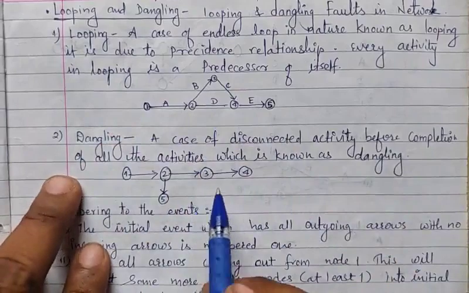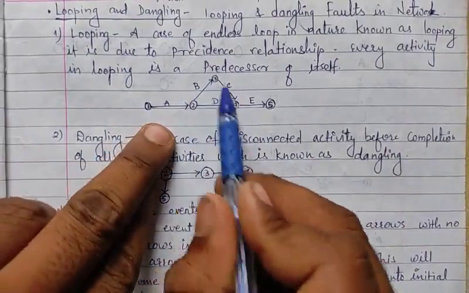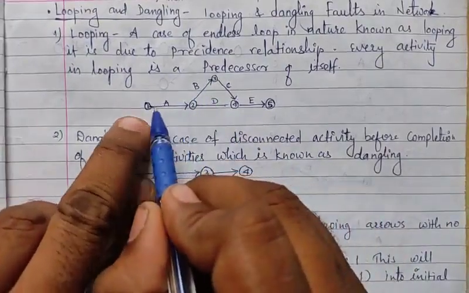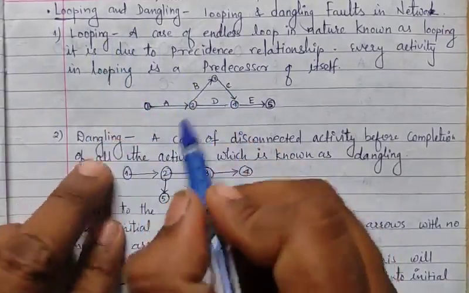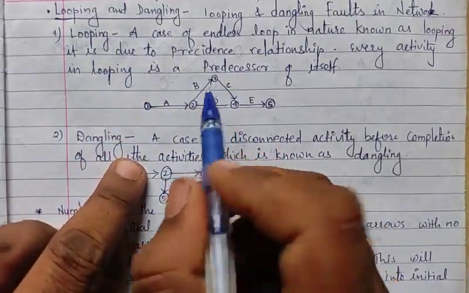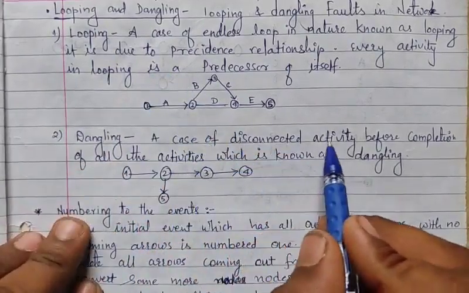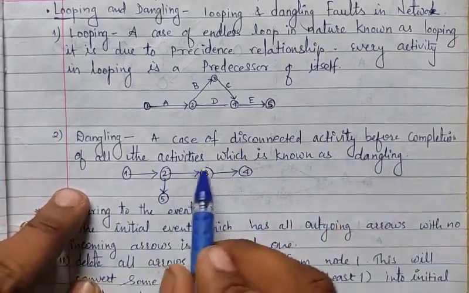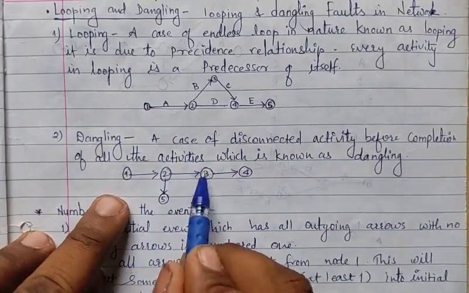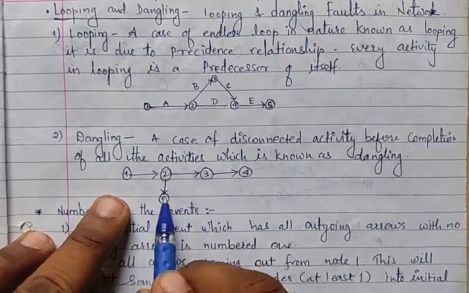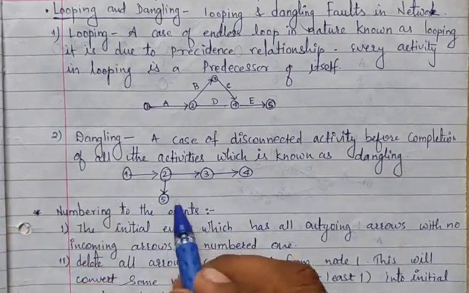Now what is dangling? So here there is a loop, right? This is a closed loop. Okay, this is called looping. Now if there is no closed loop, then that type of diagram is called dangling. It is a case of disconnected activity before completion of all the activities, which is known as dangling. So here 1 goes to 2, 2 goes to 3, 3 goes to 4, and 2 goes to 5. So there is no closed loop. That's why we call it dangling.